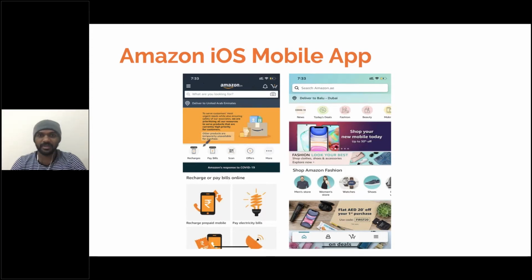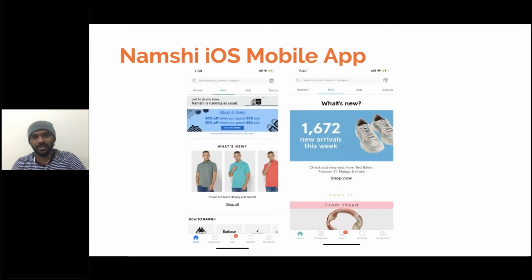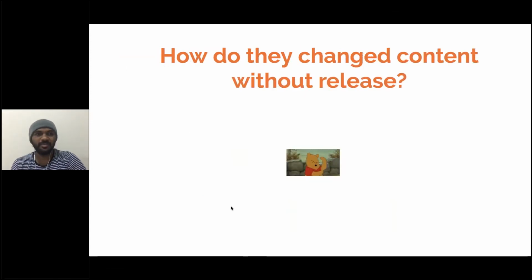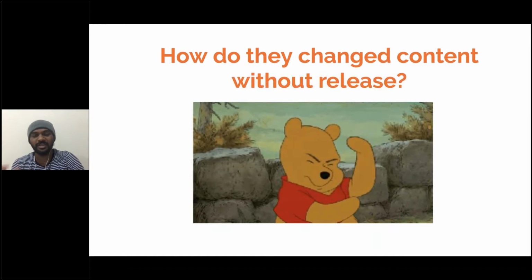The next one I gave was the Namshi application itself. Here also, same thing, different contents dynamically change. So what is this particular thing? How is this content changing without a release? That was a question, and someone answered that it is an API.